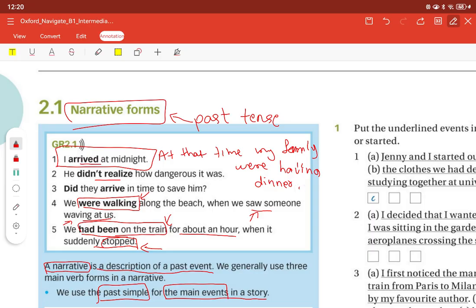So the background event is just to describe the background of the story. For example, "I arrived at midnight" is the main event. At that time, what's happening? What does the environment look like? For example, this is this person's home, and he arrived. So the main event is he arrived at midnight. And then when he takes a look at the room, what is happening in the room?